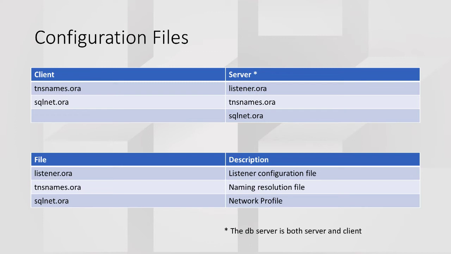When using local naming method, you only need tnsnames.ora and optionally SQLnet.ora if you want to use non-default values. The server only needs listener.ora when using non-default values. For example, when using a port other than 1521, which is the default. The server provides both client and server software. That's why we can find the three files on the server.